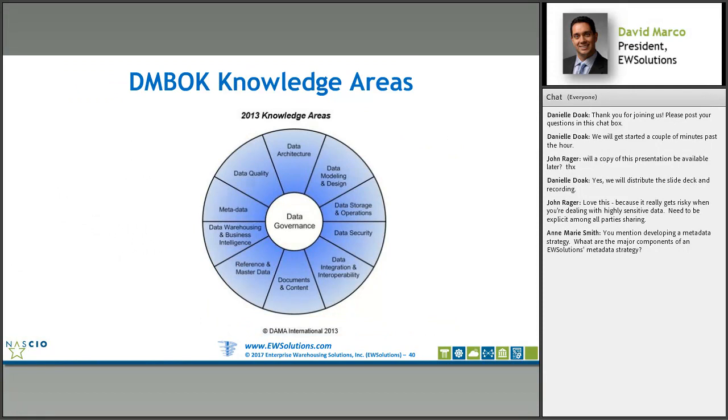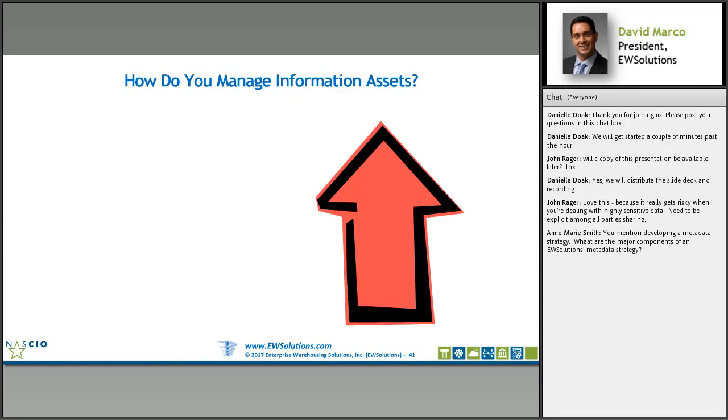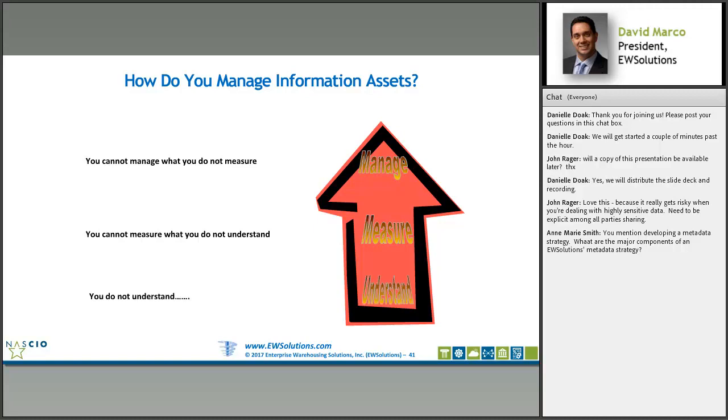And there we see data governance right in the center of the DMBOK wheel. So let me just hit a couple more points, and then we'll wrap it up with some questions. A lot of times we want to manage our data better. And one of the key things is we cannot manage anything we do not measure. And by the way, we cannot measure anything we don't understand. And guess what? If we don't understand it, we're in deep, deep trouble.